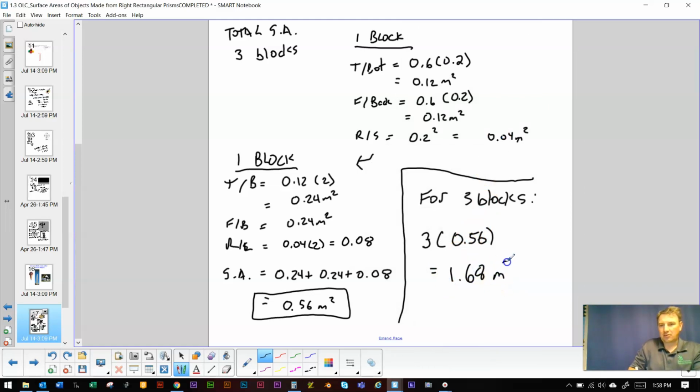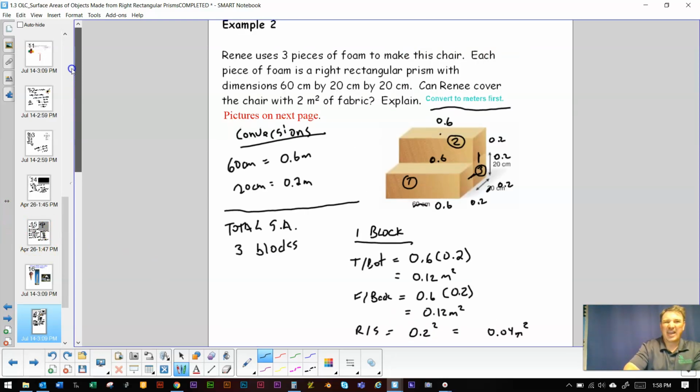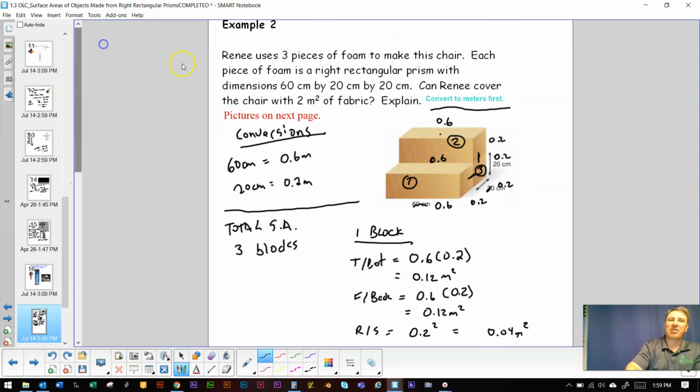1.68 meters squared. So if these were just 3 blocks that are separated, not joined anywhere, we would need 1.68 meters squared. Well, if you really think about it, the question only asks us, can Renee cover the chair with 2 meters square of fabric? Even without doing any more math, we can say yes, because it can't be any more than 1.68 meters squared. It's going to be less because of the sections that are joined together. So really we could say already, yes, she can cover the chair, but let's just finish the math anyway.